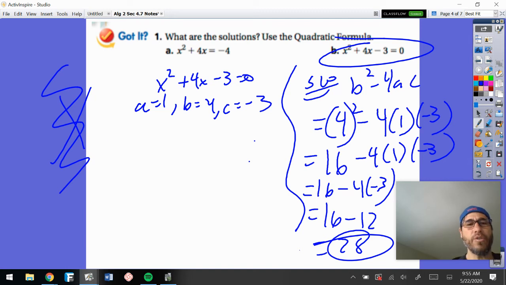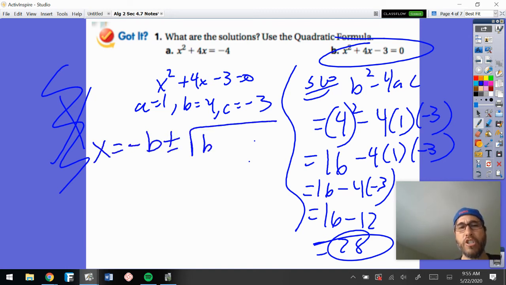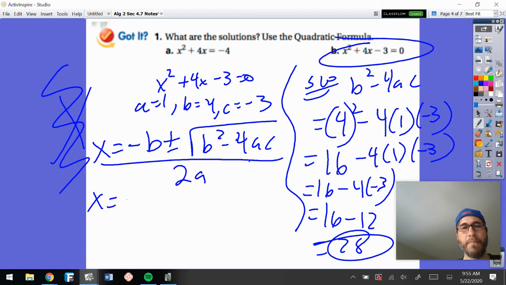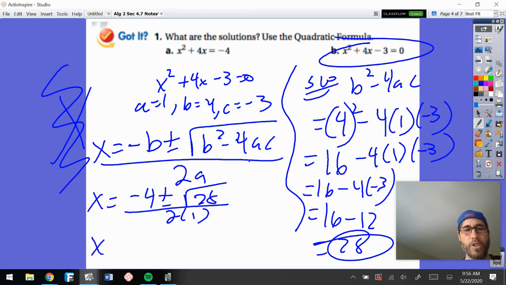So now you have to find the 2 solutions, which would be x equals the opposite of b plus or minus the square root of the discriminant, all over 2 times a. So x equals the opposite of b, which would be negative 4, plus or minus the square root of 28, all over 2 times 1. So I get 2 answers, right? I get negative 4 plus the square root of 28 over 2.